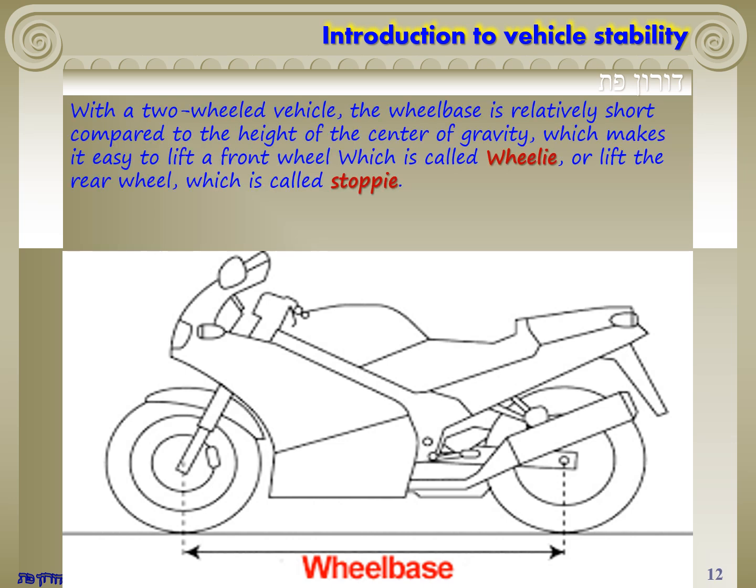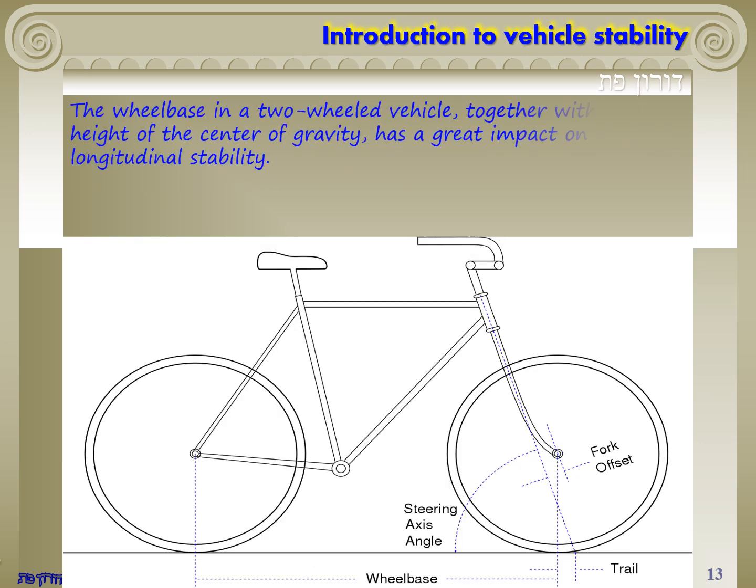With a two-wheeled vehicle, the wheelbase is relatively short compared to the height of the center of gravity, which makes it easy to lift a front wheel, which is called wheelie, or lift the rear wheel, which is called stoppie. The wheelbase in a two-wheeled vehicle, together with the height of the center of gravity, has a great impact on the longitudinal stability.